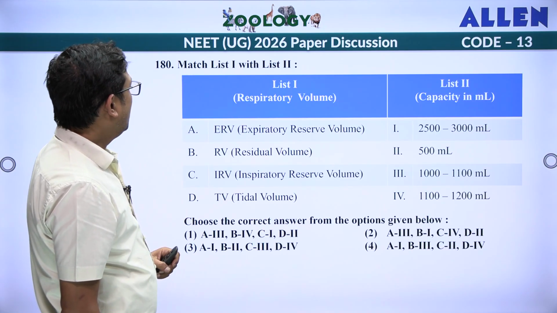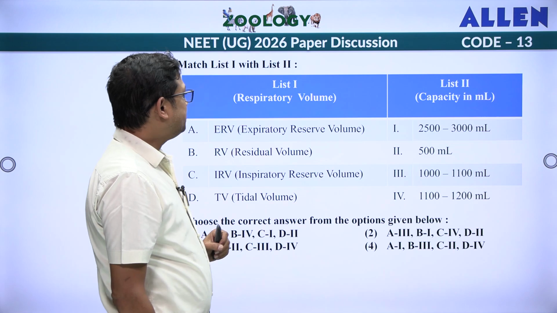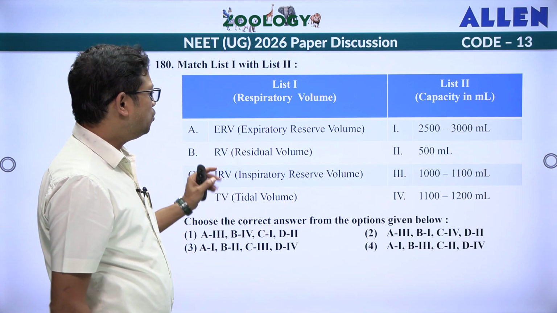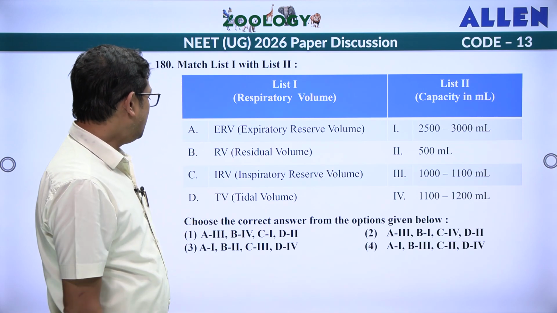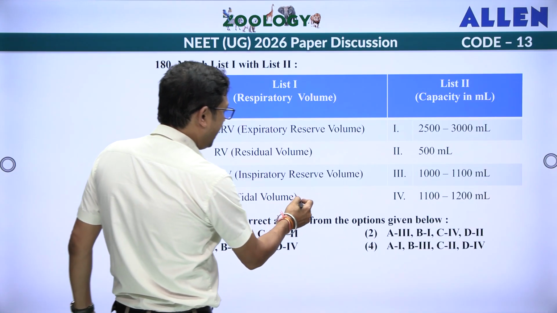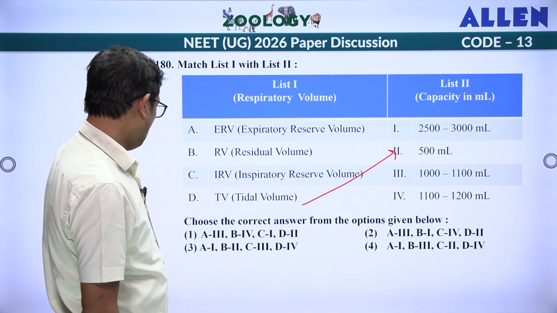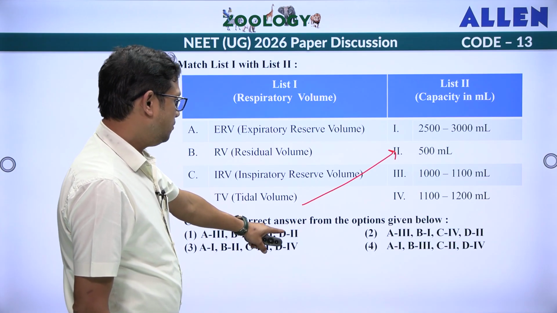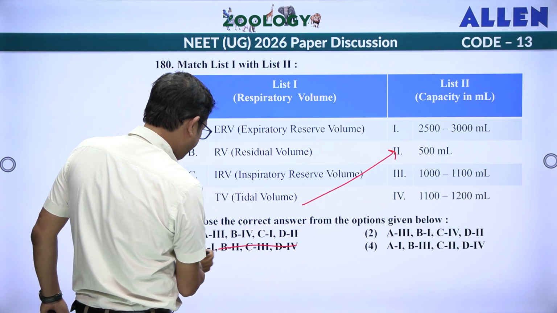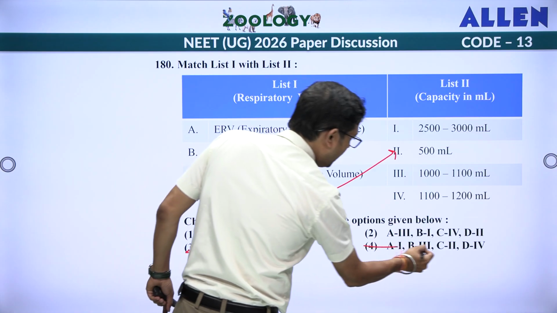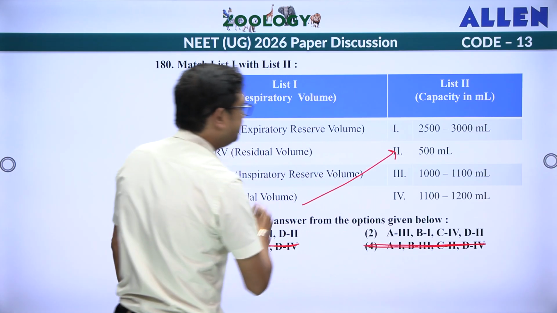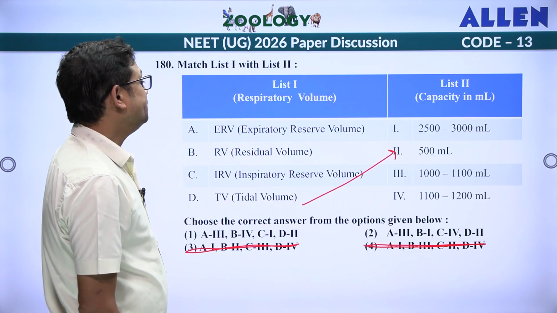Finally, match the column, respiratory volume and their capacity. So pick the easy one. The easy one is tidal volume. Tidal volume is 500 ml. So how many options say D is 2? So eliminate straightaway the third one and the fourth one. So D should be 2.